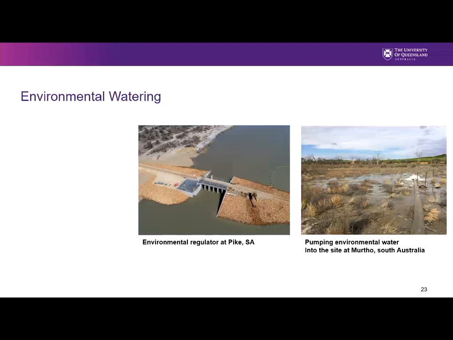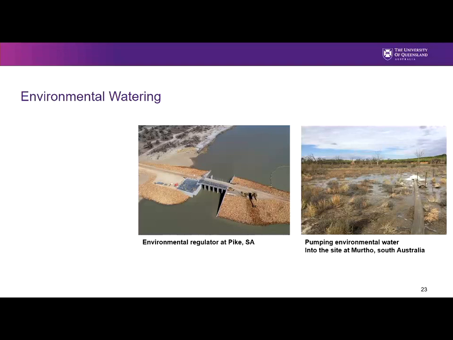So this is an example of environmental watering. They have a regulator. They can open the pump, the gate, to allow a significant amount of fresh water to cover the whole floodplain so it gets watered. And because of this watering, the vegetation will grow. Right? The other scenario is that you identify some of the low-lying area, which more or less looks like a basin, and you pump water in.